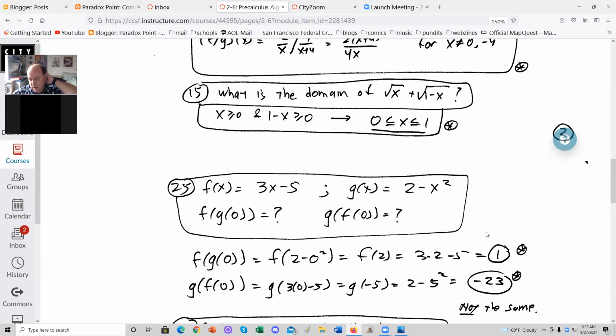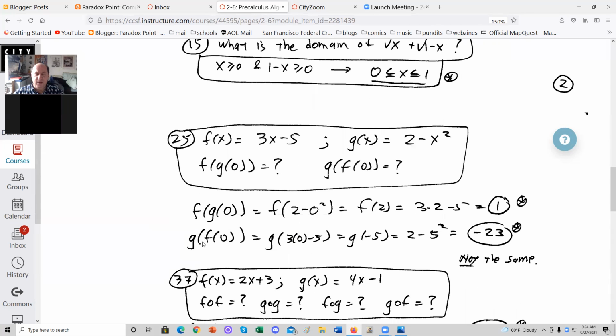Now here we have some composition issues. F of x equals 3x minus 5, g of x is 2 minus x squared. What's f of g of 0? What's g of f of 0? Well, here we go. F of g of 0: g of 0 is 2 minus 0 squared, that's 2. F of 2, plug in here, 3 times 2 minus 5 makes a 1.